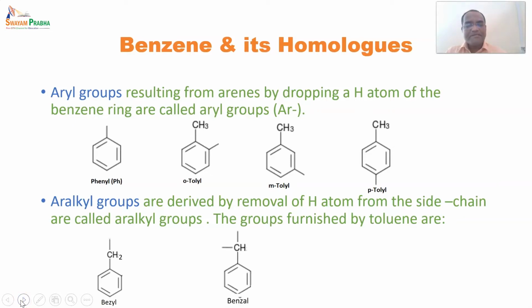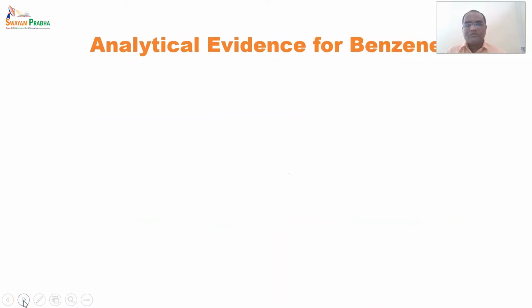After that, benzyl, and after that, benzo. When it has been substituted by only one bond, at that time it is said to be benzyl. When it is substituted by two bonds or two groups on adjacent carbons, it is said to be benzylidene. When it has been substituted by all three groups on the carbon, it is said to be benzylidyne. So this was about the homologues of benzene.